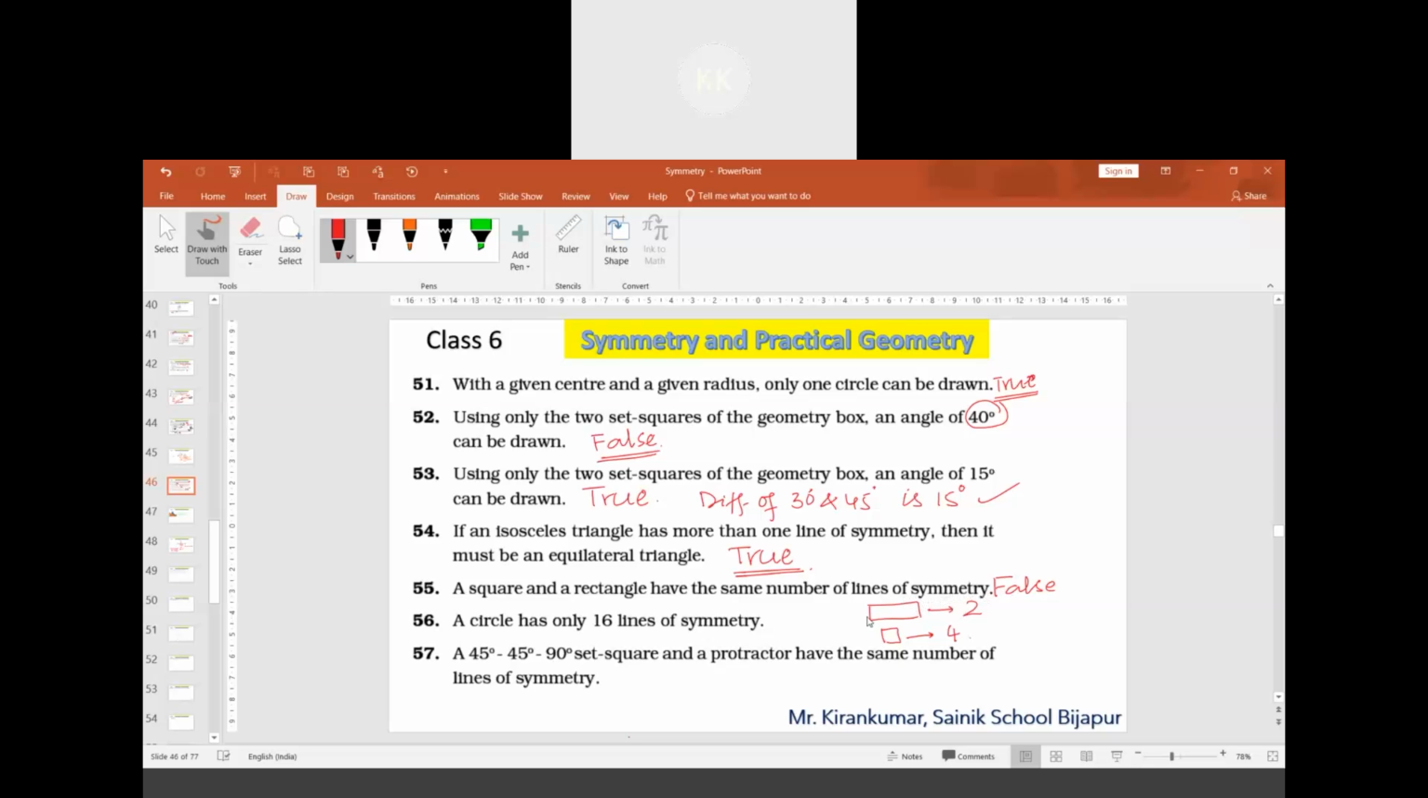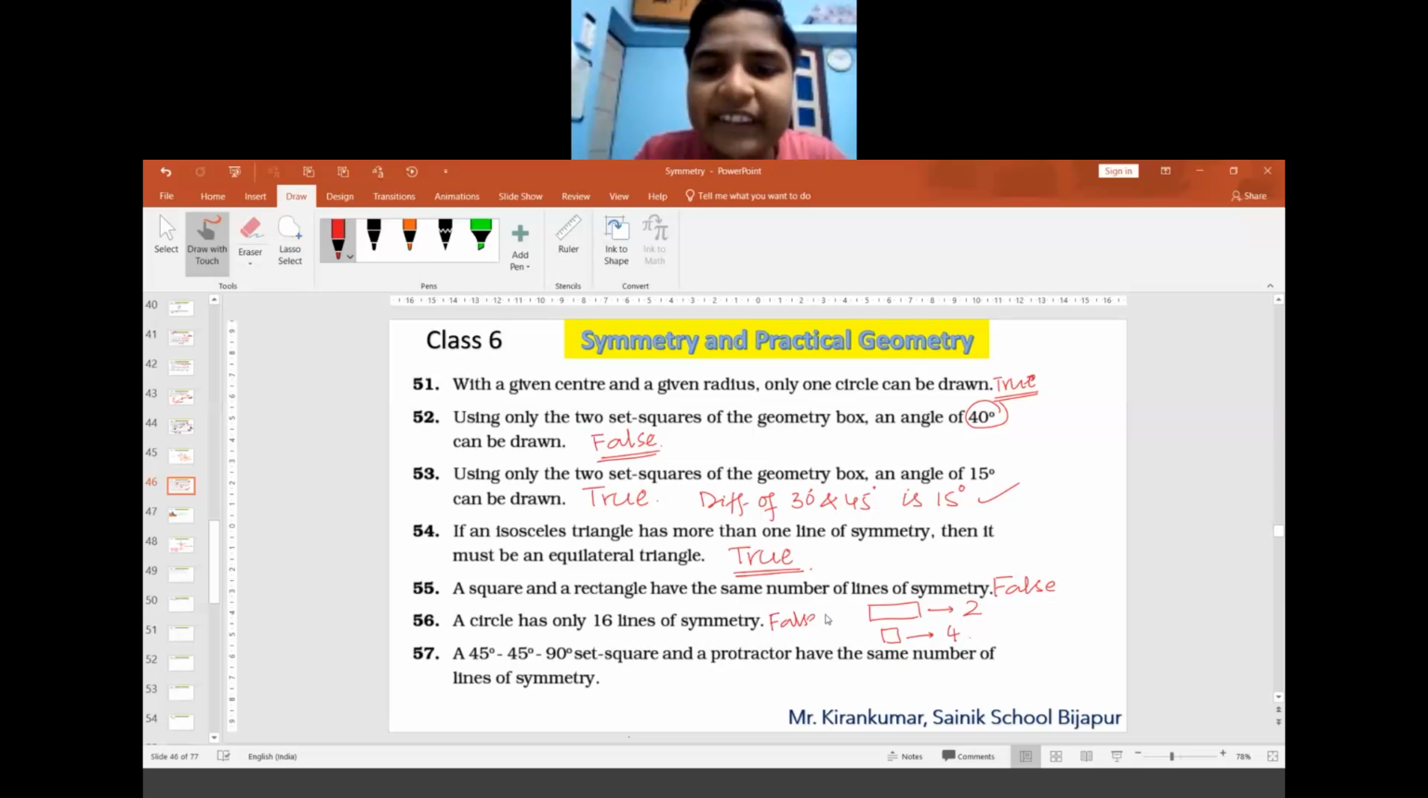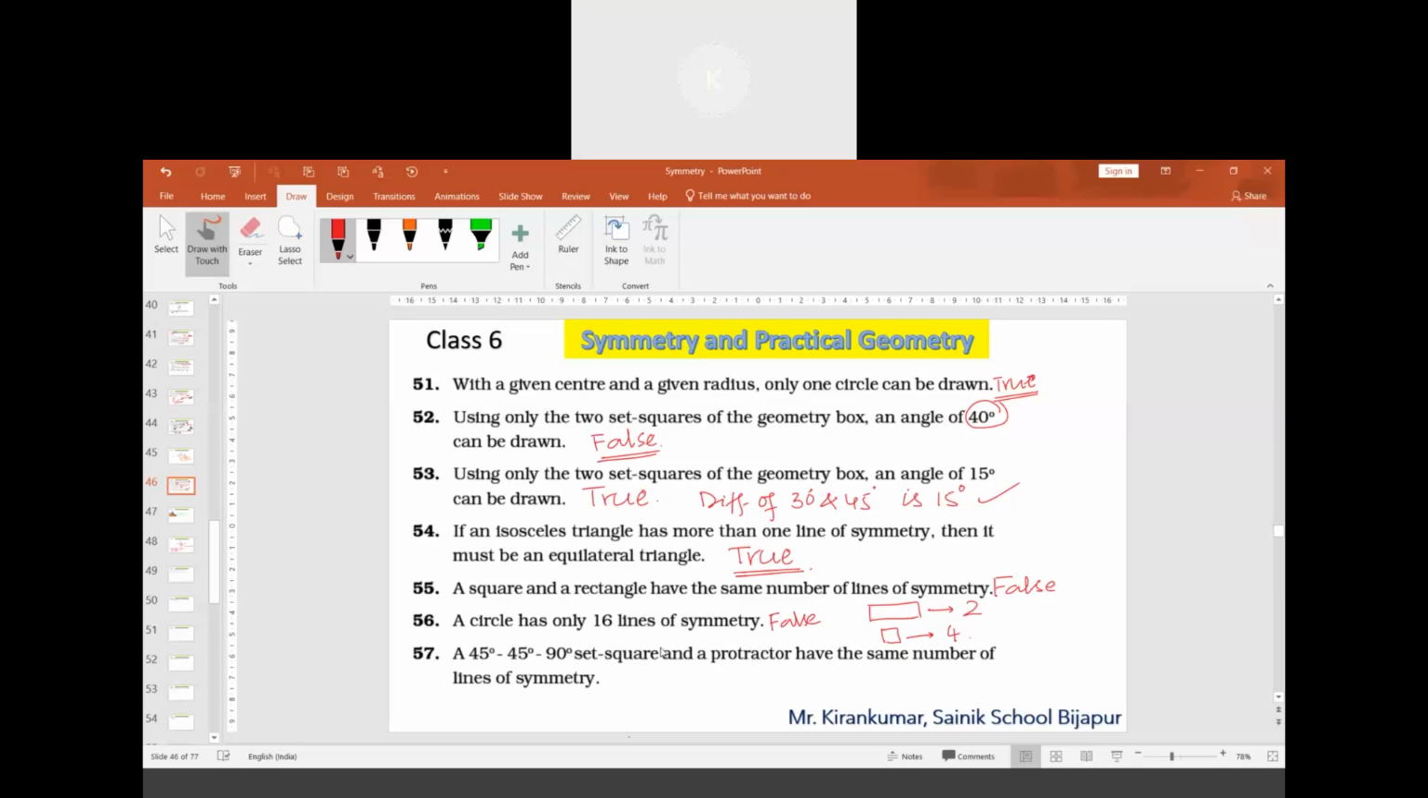Statement 56: A circle has only 16 lines of symmetry. This is again false. How many will there be? Infinitely many. An infinite number of lines of symmetry will be there, unlimited.